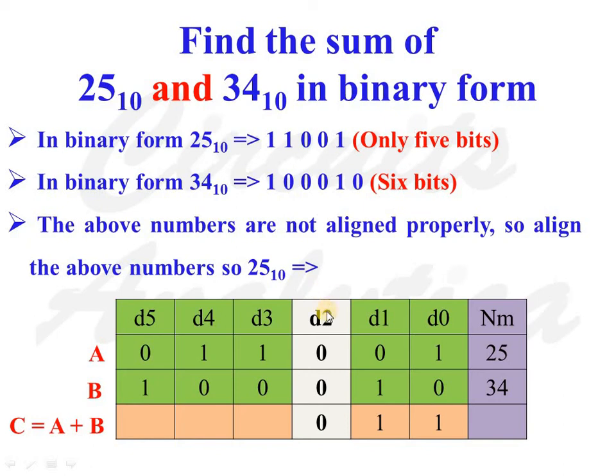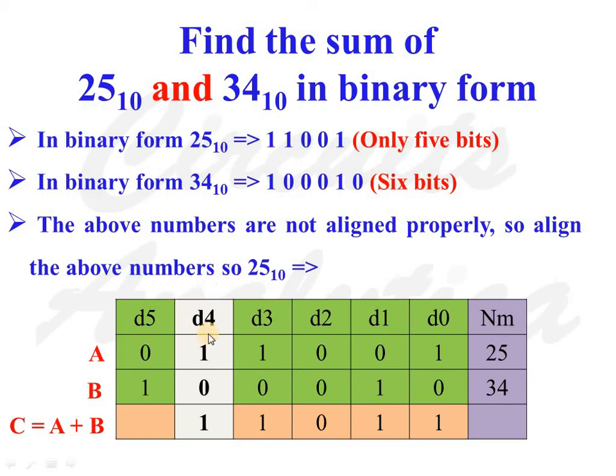So for the next significant bits, the values are A is equal to 0, B is equal to 0, carry in is also equal to 0. So 0 plus 0 plus 0, sum is equal to 0, carry out is equal to 0. So for D3, the inputs are A is equal to 1, B is equal to 0 and carry in is also equal to 0. So 0 plus 1 plus 0, sum is equal to 1, carry out is equal to 0.